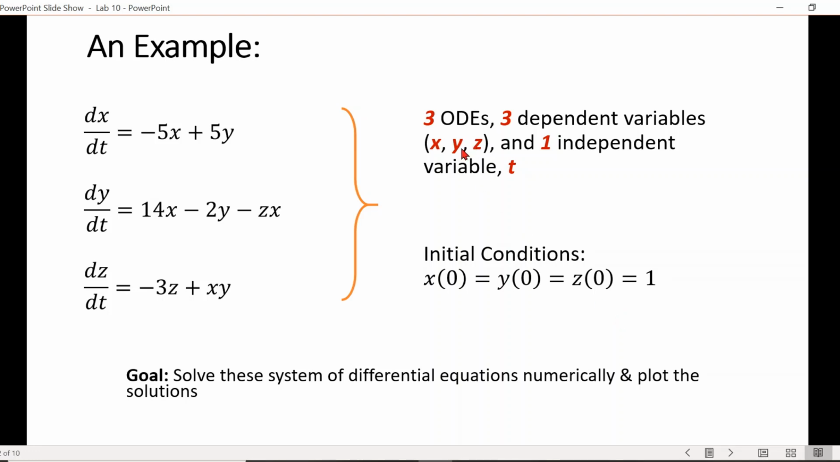Let's begin with an example. We have here three first-order differential equations. There are three dependent variables, which are x, y, and z, and one independent variable, which is the time t. And the initial conditions are provided at time t equals 0. For all the variables, the value is 1. Now our goal is to solve this system of differential equations numerically, and at the end we will plot the solutions.